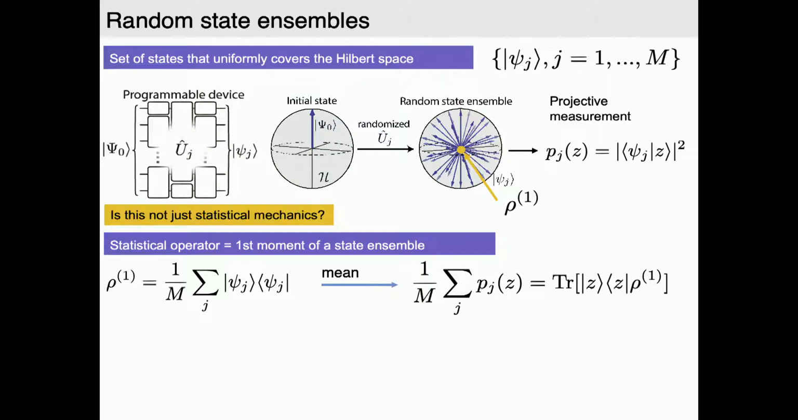Now this first moment will give you the mean of these observables. I can just sum them up and divide by M, and you can write this as an expectation value of what you would normally think of as a statistical operator. Okay, so that's the first observation.